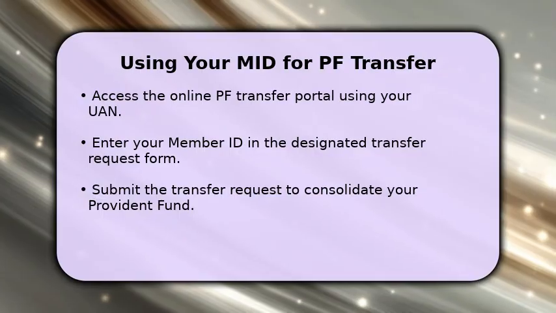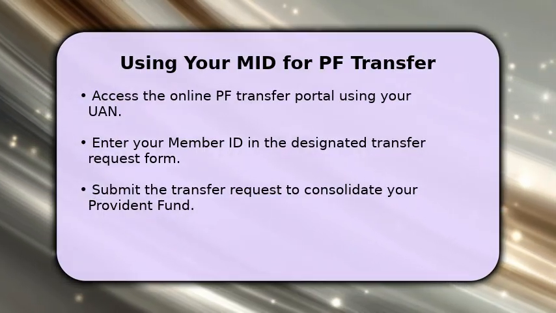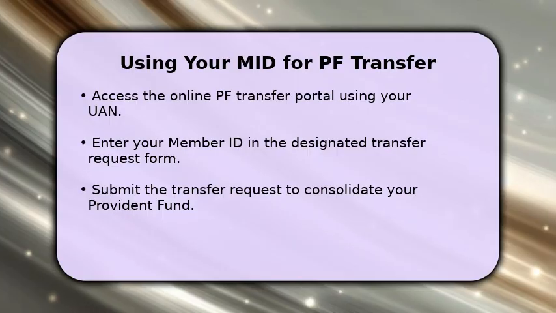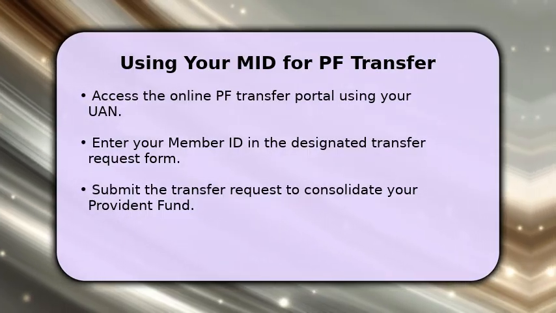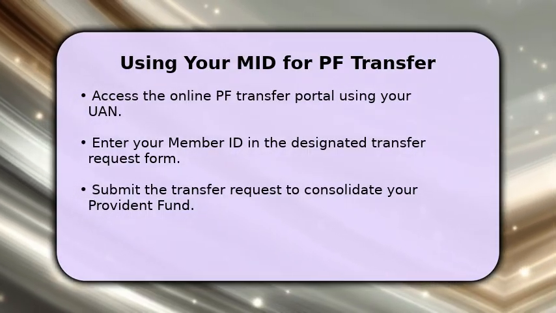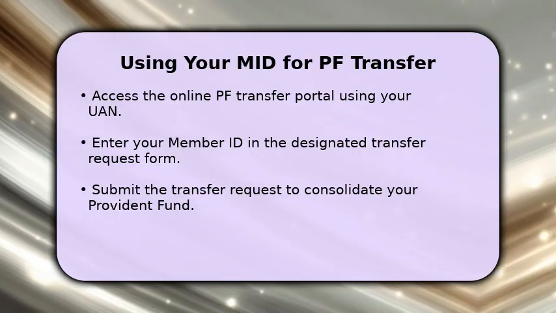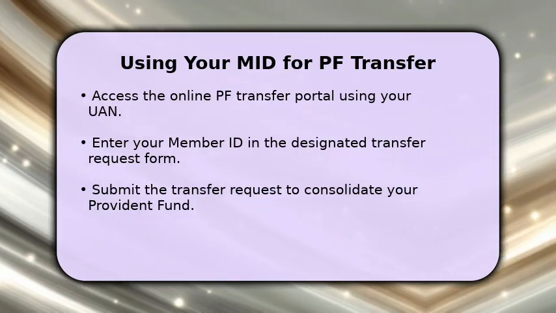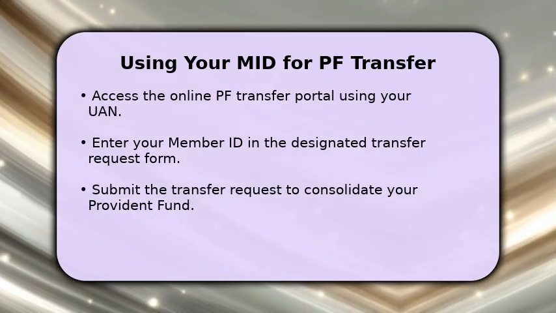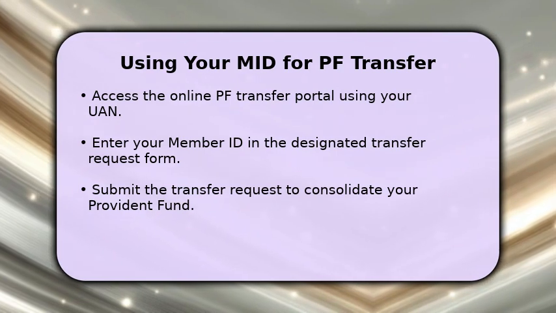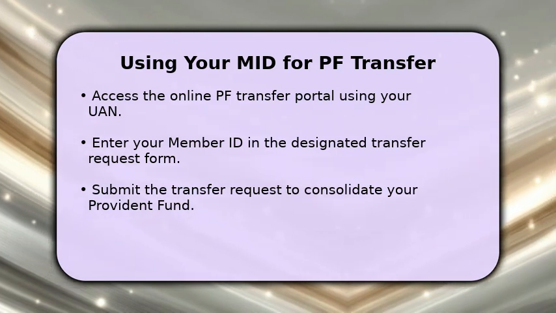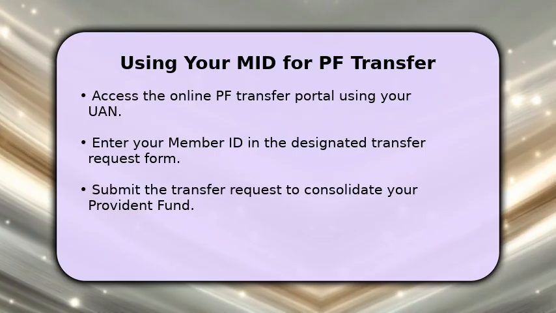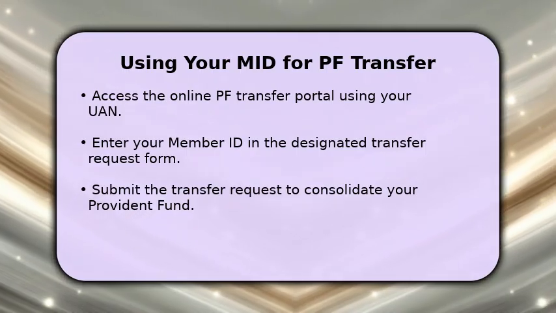Once you have your member ID, the transfer process becomes straightforward. You'll typically use the online Provident Fund portal, logging in with your Universal Account Number, or UAN. When filling out the transfer request form, you'll input your newly acquired MID into the relevant field. This ensures your previous contributions are correctly linked and transferred to your current account, completing the consolidation process efficiently.